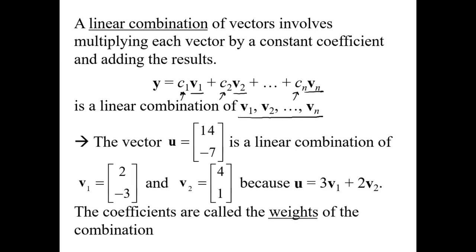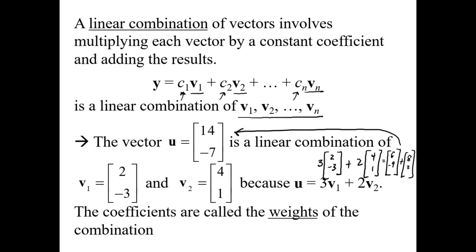So as an example, this vector 14, -7 is a linear combination of these two vectors, because if I were to do 3 times v1 plus 2 times v2, let me do these really quick. So this would be 6, -9, and this would be 8, 2. And notice if I add those together, I'm going to get 14, -7.